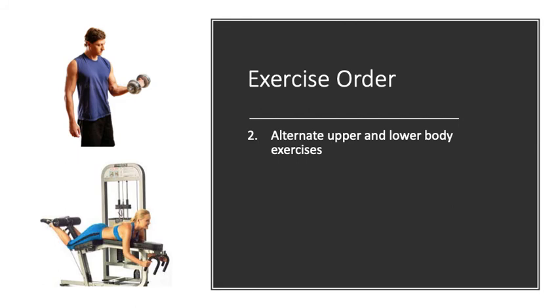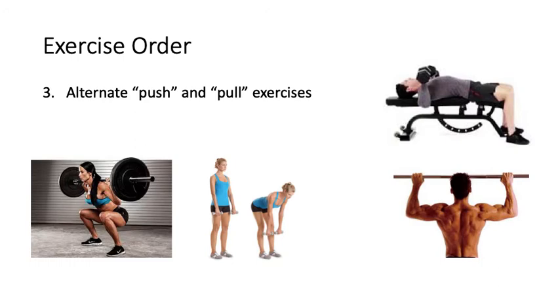And this is the root of most circuit training, is that you alternate upper and lower body, allowing minimal rest because you're alternating the muscle groups, and you're allowing a lot of exercises to get done in a short period of time. So another example of manipulating exercise order or consideration for exercise order is alternating push and pull exercises.